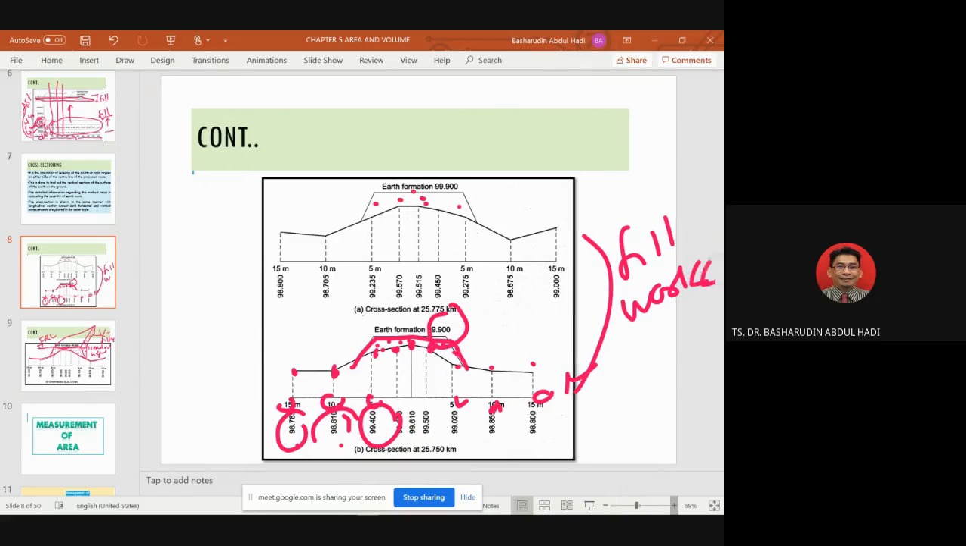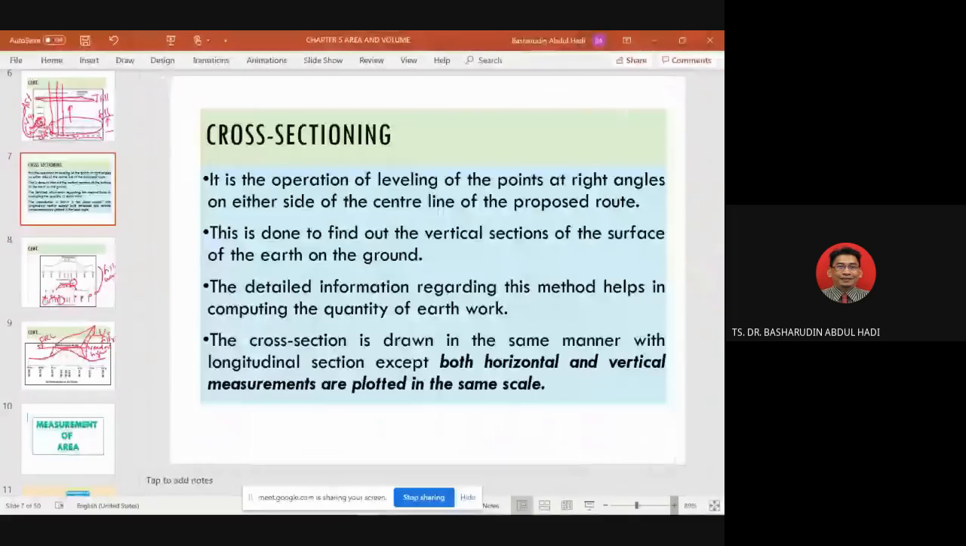Okay, all right. And this is the meaning of cross sectioning. Number one is the operation of leveling of the points at right angles on either side of the center line on the proposed route. I think you know already, you understand. And this is done to find out the vertical section of the surface of the earth on the ground. And the third one is detailed information regarding these methods used in computing the quantity of earthwork. You know why it is important to know this information to quantify the earthwork? Because we want to determine or set the price of the tender. And most of the cost of roads is very expensive, normally for earthwork. One part of that is earthwork. Another part is the bridge.